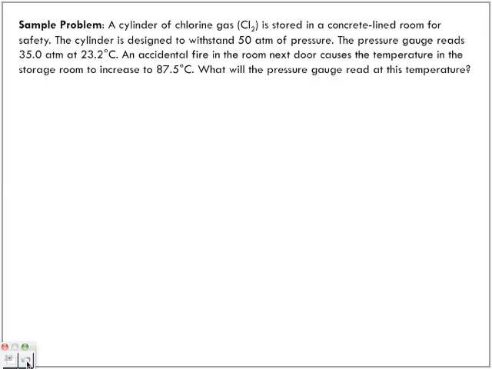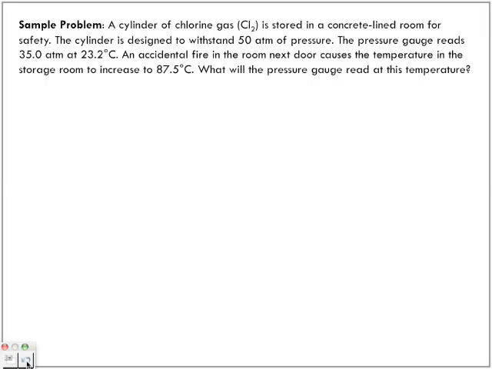A cylinder of chlorine gas, Cl2, is stored in a concrete-lined room for safety. The cylinder is designed to withstand 50 atmospheres of pressure. The pressure gauge reads 35.0 atmospheres at 23.2 degrees Celsius. An accidental fire in the room next door causes the temperature in the storage room to increase to 87.5 degrees Celsius. What will the pressure gauge read at this temperature? So now we want to find out, will the gas in this container still be within the boundaries of the 50 atmospheres?